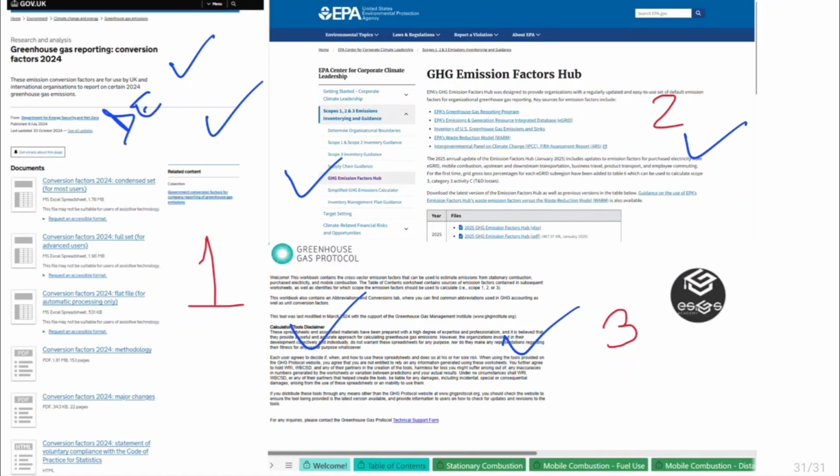This is from DEFRA. Again I will repeat, Department for Environment, Food and Rural Affairs. Then EPA, Environmental Protection Agency from the US. We can go through this emission factors hub, and the Greenhouse Gas Protocol. Excel sheets are available where you can see stationary combustion, mobile combustion and other emission factors also. So these three websites will be very useful and important for all ESG learners and students.